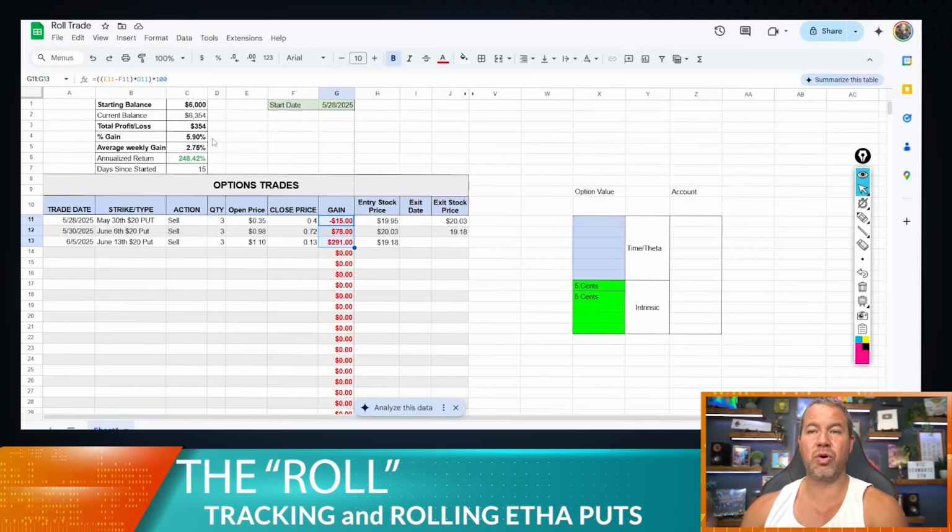5.9% over the whole total 3 weeks, which is not bad at all. And even though that first trade, that first start of my rolling period, was a loss, overall net, I could close this whole thing out right now and be at a pretty good gain, which is an option. So that's one option of what I could do.